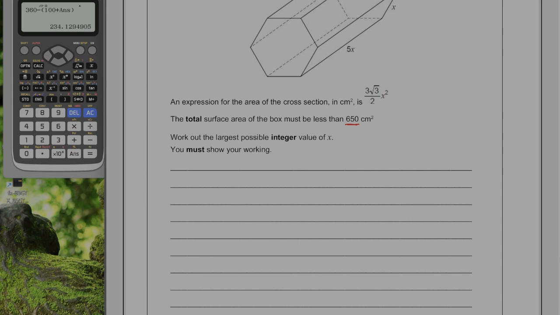Right, so if this is the cross section, the total surface area is going to be equal to 2 lots of that, so the front face and the back face, so 2 lots of 3 root 3 over 2 x squared, plus 6 lots of the area of one of the rectangles, so that would be 6 times by x times by 5x. Right, tidy this up a bit, so those would cancel, and I missed my x squared there, so that would be 3 root 3 x squared plus 30 x squared.